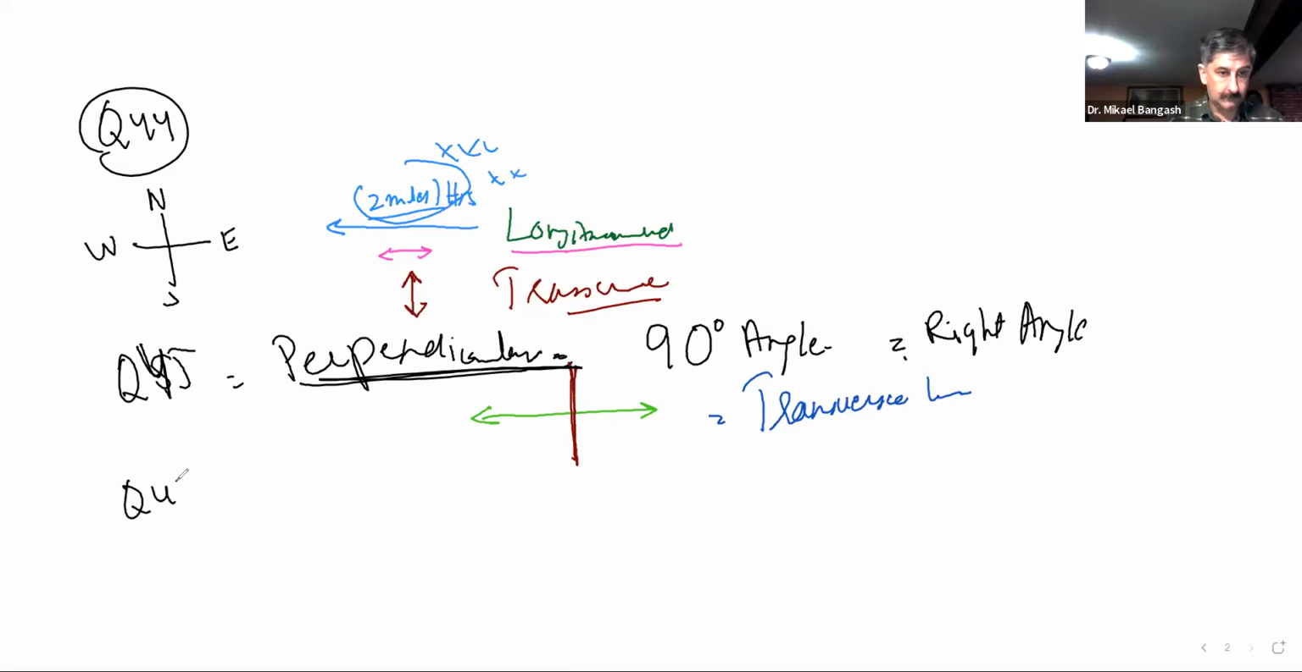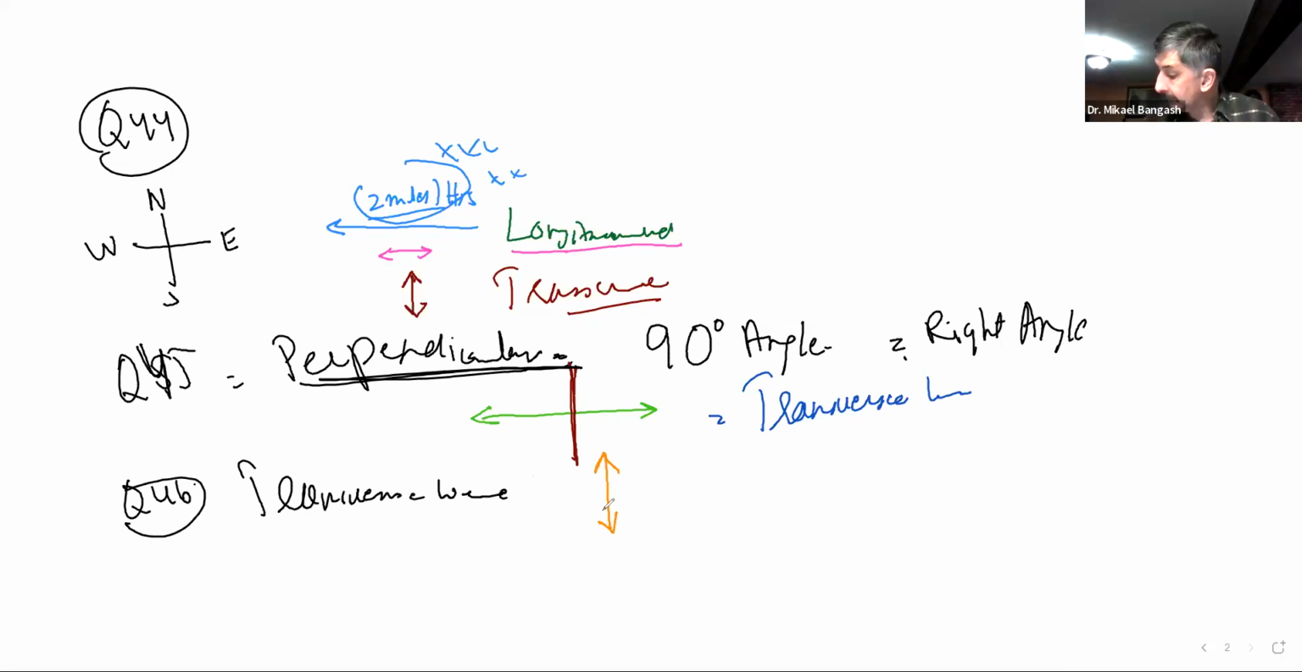46. Now, a particle within a transverse wave is traveling vertical. So they already said that this is going to be a transverse wave. But what they say is that the particle's motion is vertical. Clear? Now, what are they asking? What is the direction of the wave's propagation?